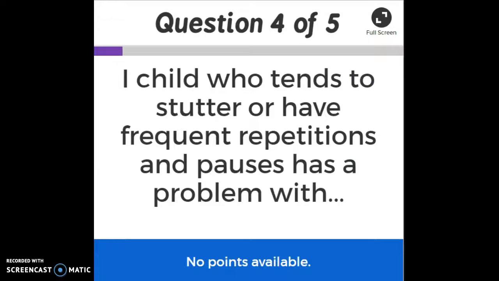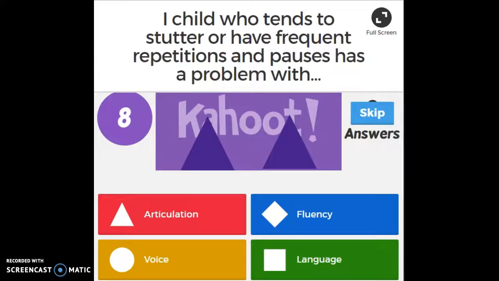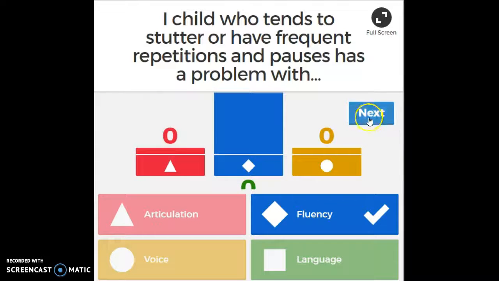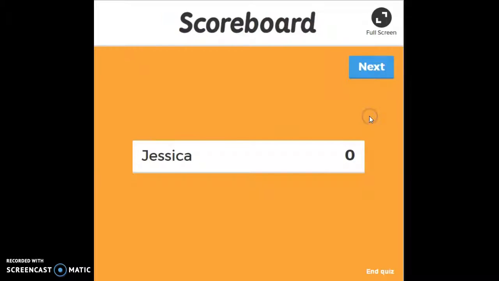All right, fourth. A child who tends to stutter or have frequent repetitions and pauses has a problem with articulation, fluency, voice, or language? That one was fluency. We had Drew as the example.